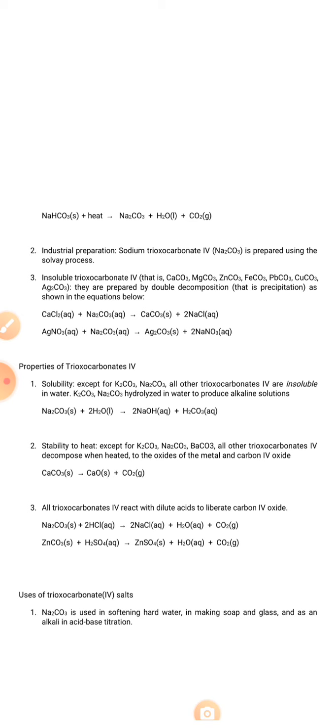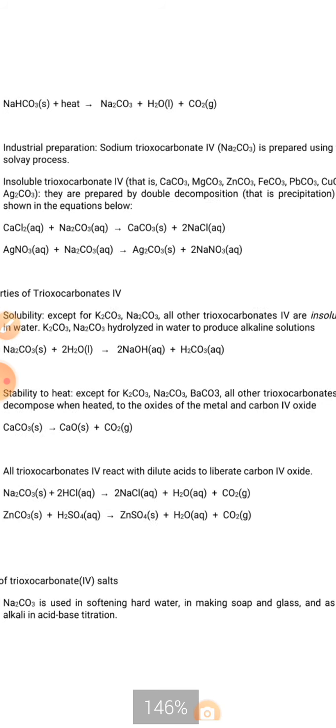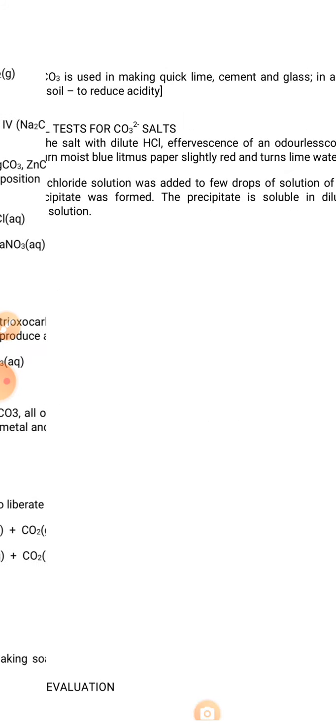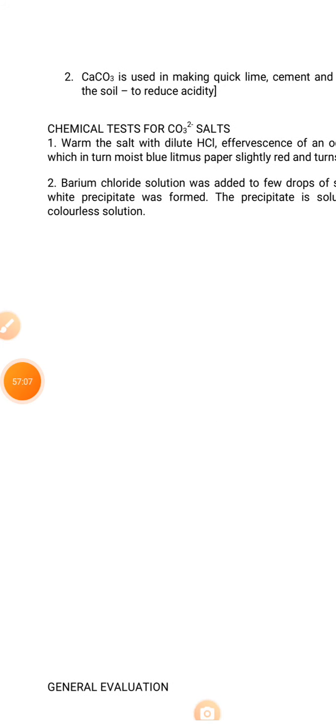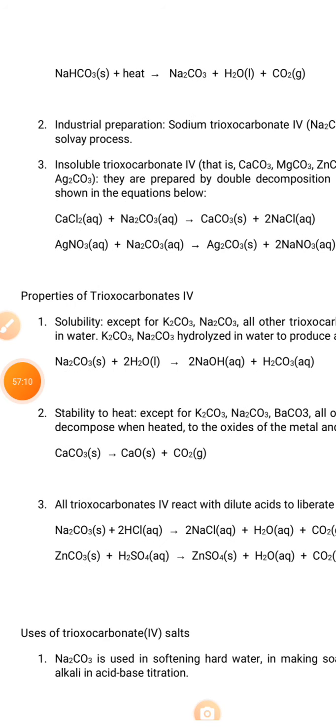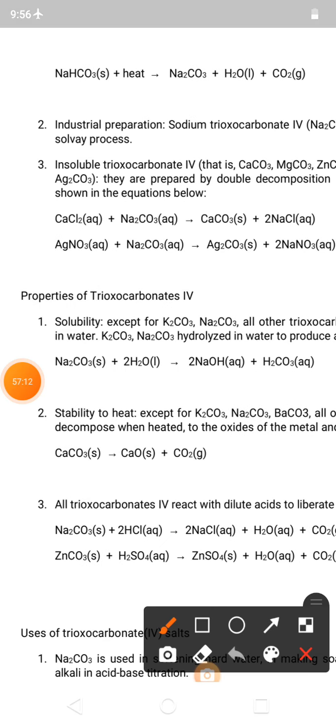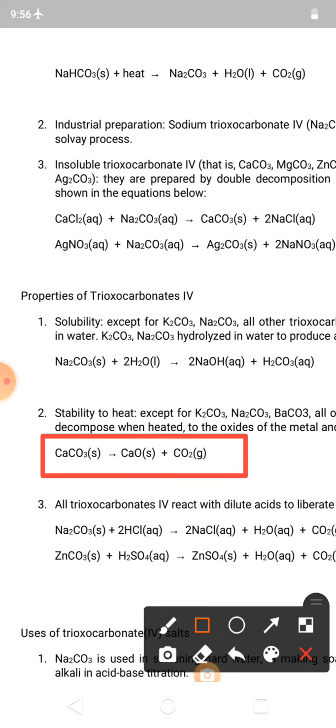Now, you will see those that are not soluble. They are not stable. That means that they don't dissolve in water, but when you subject them to high temperature, they will break. An example is calcium carbonate. Look at the equation now. Calcium carbonate will break down to CaO plus CO2.